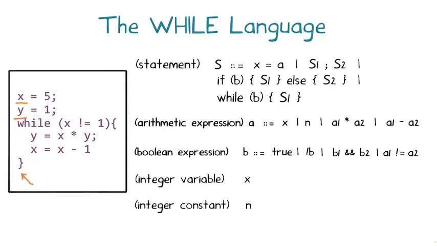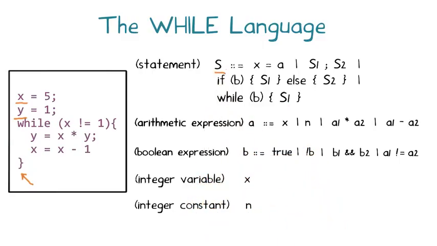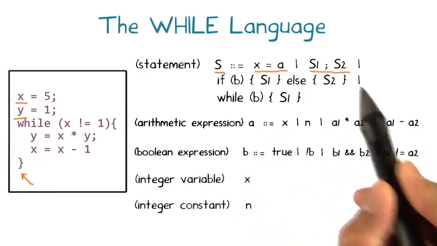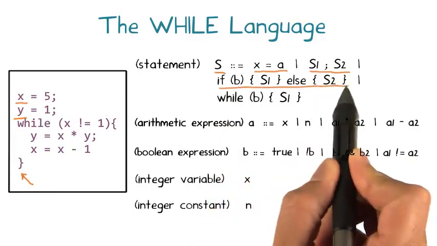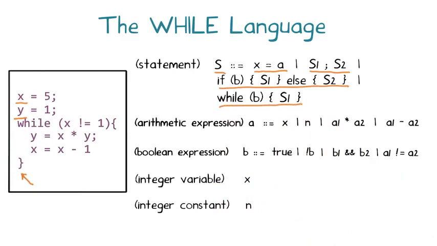Here is a formal grammar that precisely describes the syntax of programs written in the while language. You can learn more about this notation by clicking on the link in the instructor notes. A program in this language is a statement S, which can be an assignment statement, a sequential composition of two statements, an if-then-else statement, or a while statement. Notice that this definition of a statement is recursive, so it can be used to describe arbitrarily large programs. Programs with nested if-then-else statements, programs with nested loops, and so on.